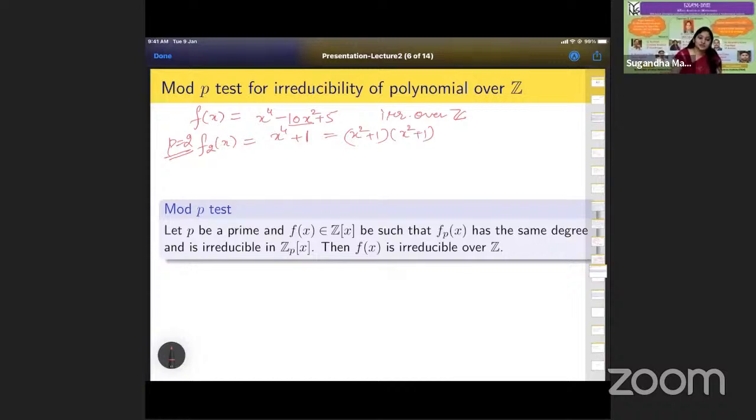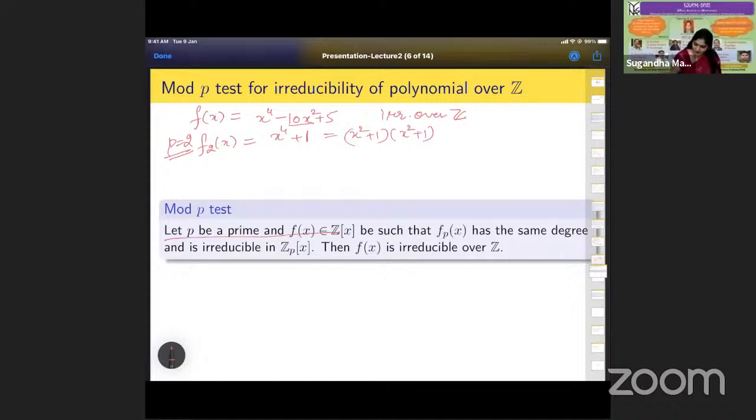What will be the converse of the mod p test? What will be the converse of this statement? Here we have, if there exists a prime p which satisfies these conditions, right? So the converse will be for every prime p. So my question to you is, if for every prime p such a thing is not satisfied, can you still say that f(x) is reducible over Z?